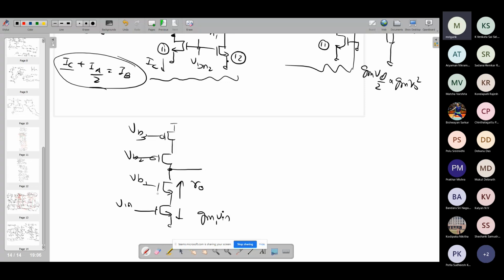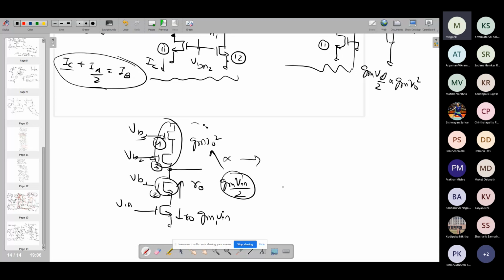Looking into the source of, say, M2, M3, M4, looking into the source of M3, the impedance is RO from the same logic. And this is also having RO. Therefore, we get only GM V in by 2 going up. And this device, whatever current enters into the source, the same exits into the drain. And therefore, the impedance in the drain is GMRO square. So this small signal current gets multiplied by this, and we get the output signal, which is GM square RO square by 2 into V in.